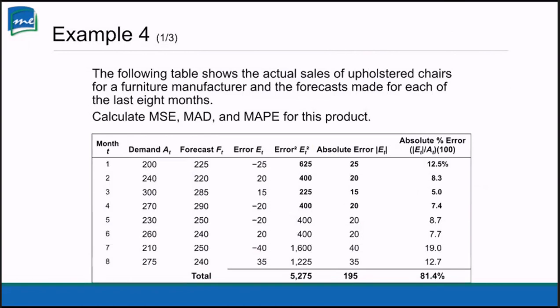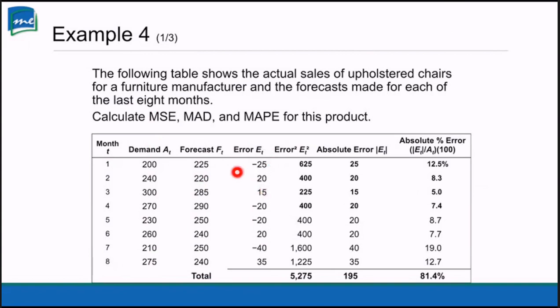If we know the actual demand for month 1 to month 8 as listed in the second column, and we know the forecast value for month 1 to month 8, then we will be able to know the forecasting errors. We always note that we use the actual minus forecast. So we use 200 minus 225. We use 240 minus 220. We always use the actual minus the forecast, and we are able to obtain the forecasting errors.